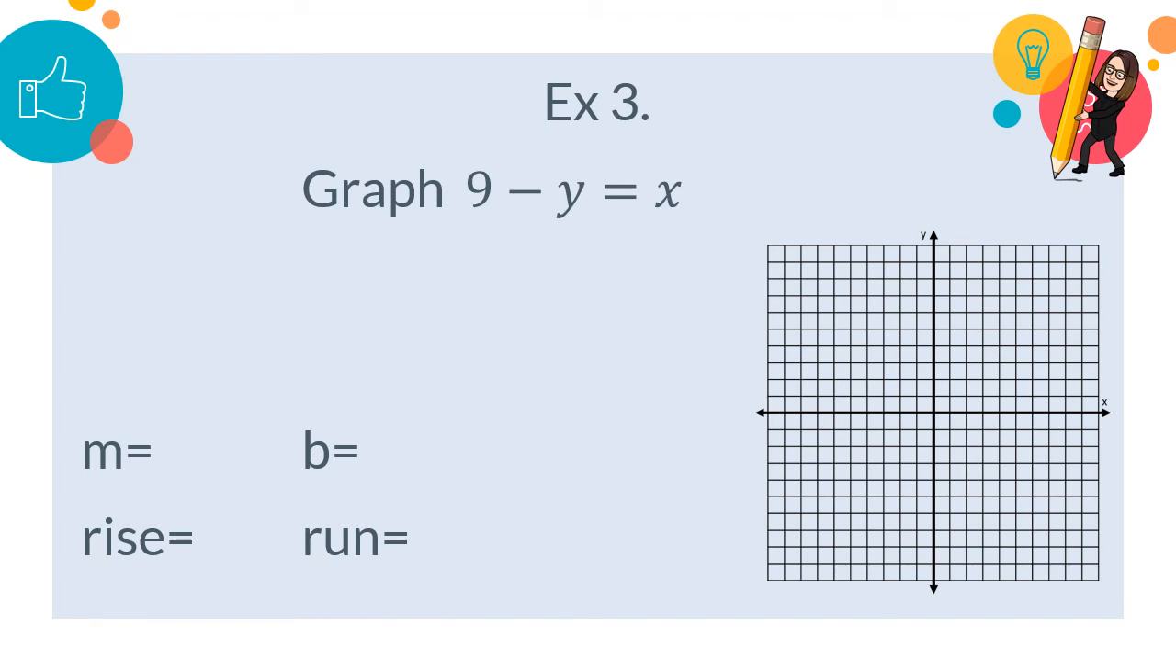Example 3 on your foldable. Step 1, we want to isolate Y. So I've got work to do here. I'm going to draw a line down the equal sign. If I want to isolate Y, I need to kick that 9 over to the other side. That leaves me with an x minus 9.